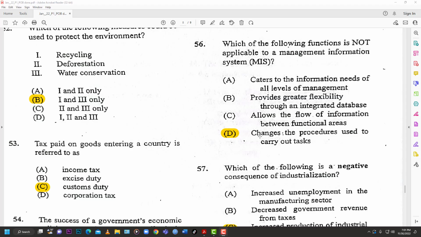You use the MIS to inform you that maybe you need to change procedures, because, based on what it says, because it's management information system. So it's all about managing information. And so what you do with the information now is different to the actual system. So changing the procedures used to carry out tasks, that is informed by the MIS, but it is not done by the MIS. It's not a function of the MIS. Alright, so that's why you have the difference there.